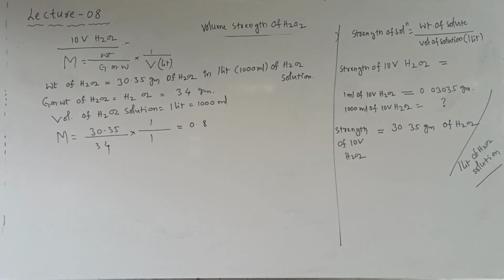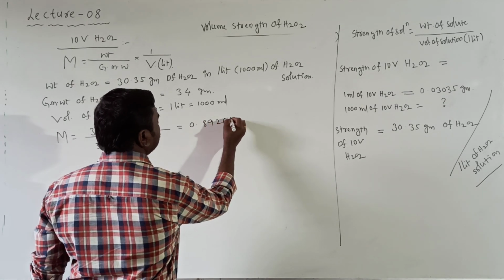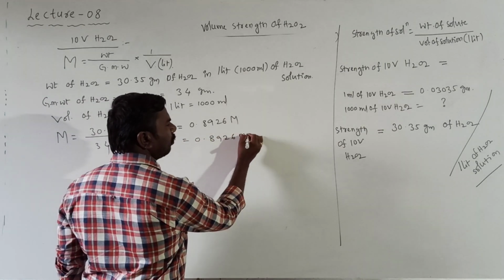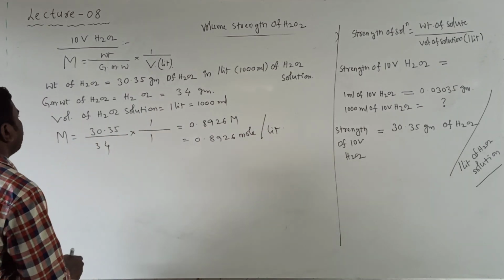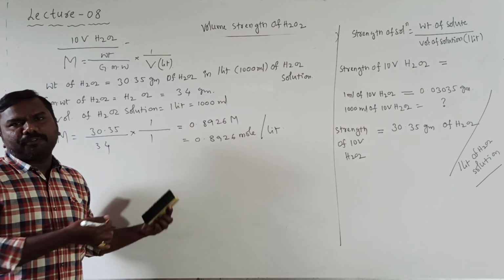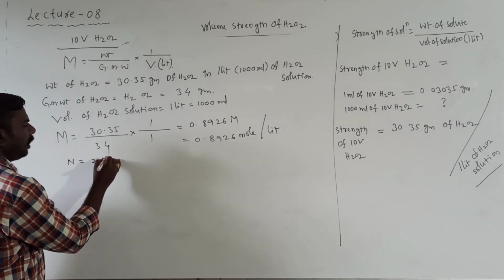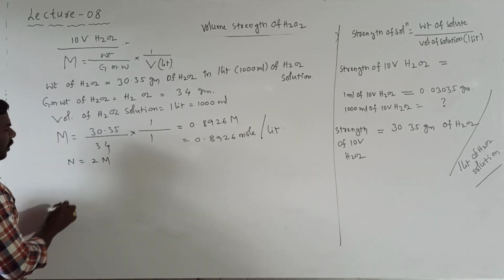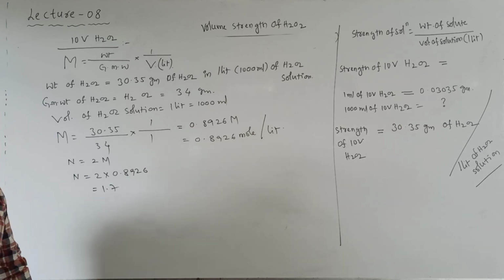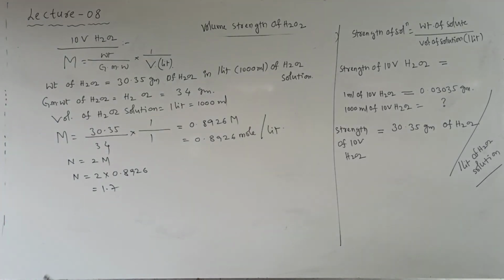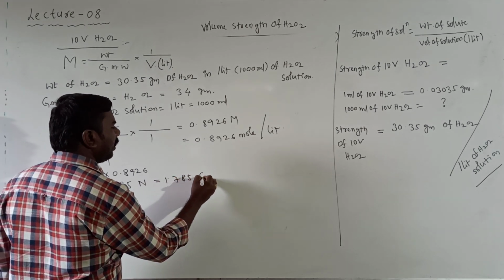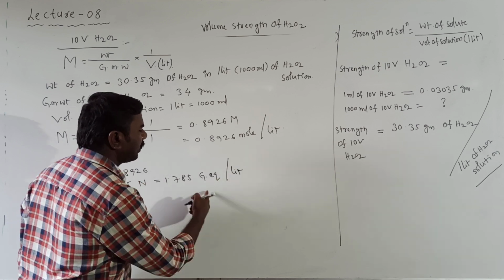you get the value 0.8926 molar. It means moles per liter. 0.8926 moles per liter. This is the molarity of 10 volume H2O2. You know the relation between normality and molarity. You can find the normality also. Normality equals 2 into molarity. Clear it is? Then normality equals 2 into 0.8926. The value will be 1.785 normality. It is also called 1.785 gram equivalents per liter. These are the units of normality.